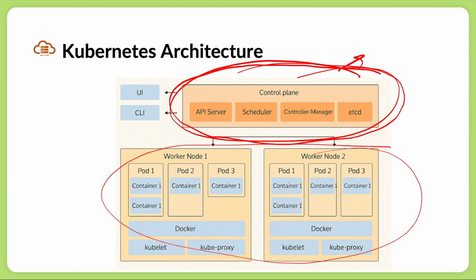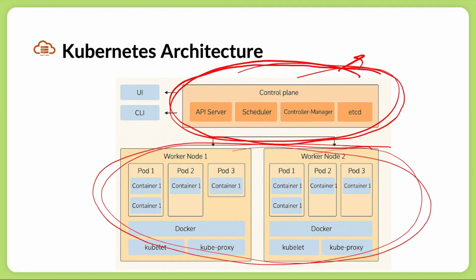So when you say you need to create 3 containers, the control plane says, okay, got it. I got the request. I will schedule them across the nodes, watch them, and recreate them if something goes down.